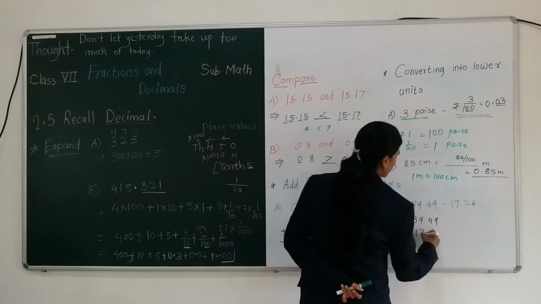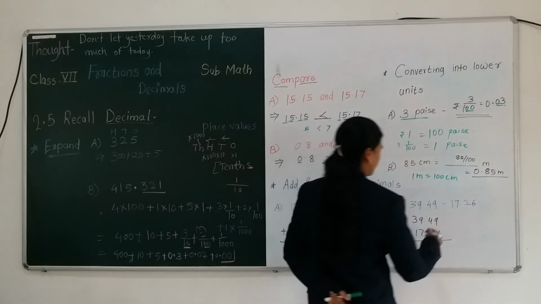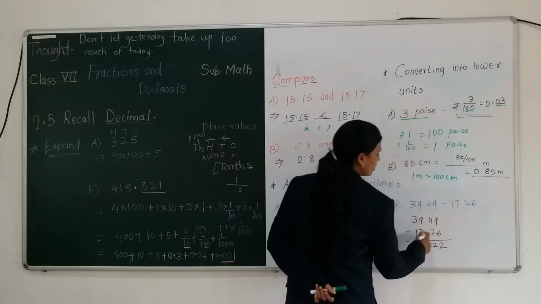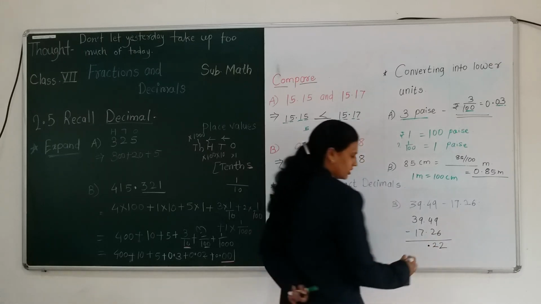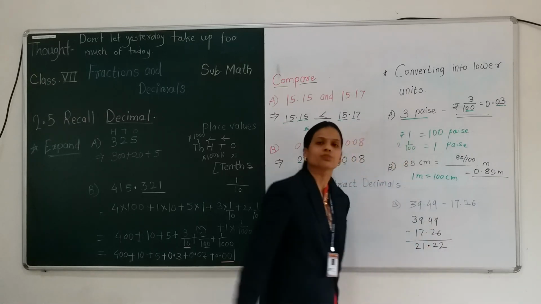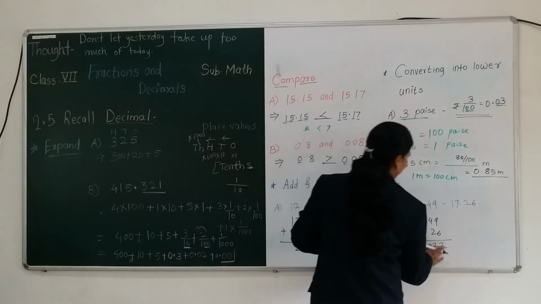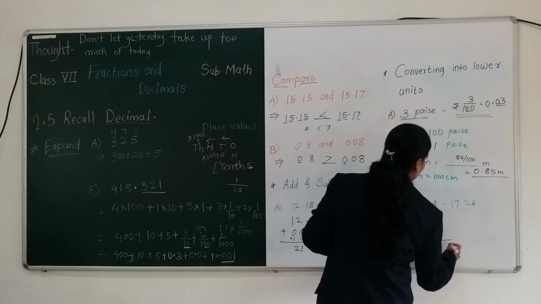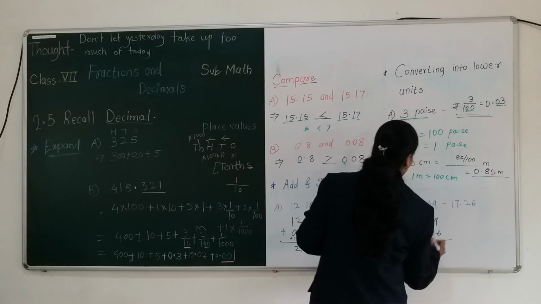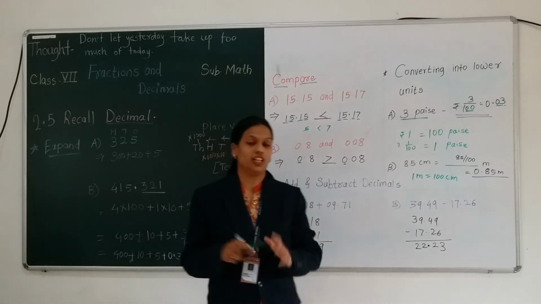39.49 minus 17.26. Now do the subtraction. 9 minus 6. Very good, 3. 4 minus 2, 2. Put the decimal point. 9 minus 7, 2. Good. And 3 minus 1, 2. Correct? Clear? Understood?